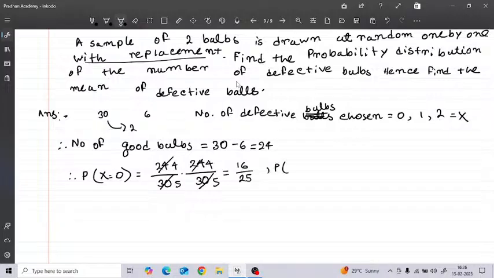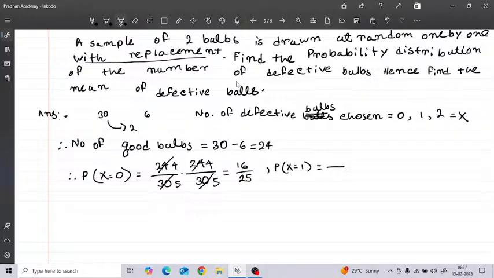Now case 2, x equals 1. What does it mean? From the chosen 2 bulbs, 1 bulb is defective. So there are 2 sub cases: in my first draw the bulb was defective and my second draw the bulb is good, or in my first draw the bulb is good, and in my second draw I chose a defective bulb. So there are 2 cases, let's mention them.